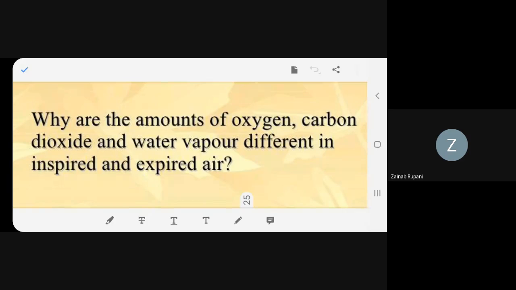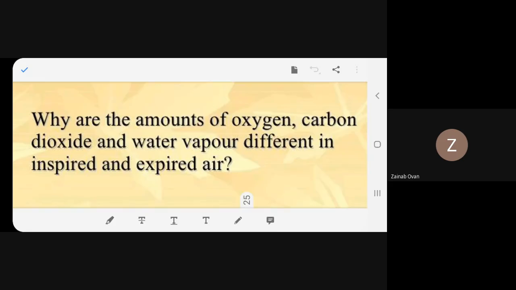When we inspire, when we inhale, the amount of oxygen, carbon dioxide, and water vapor is different than when we expire. How can you explain? Can anyone explain? It is very simple. You already know everything. I just want to see how you frame your answer, and this is the only way you can improve your language. Yes, beta, start. Please explain. Did you understand the question or not? No, ma'am.